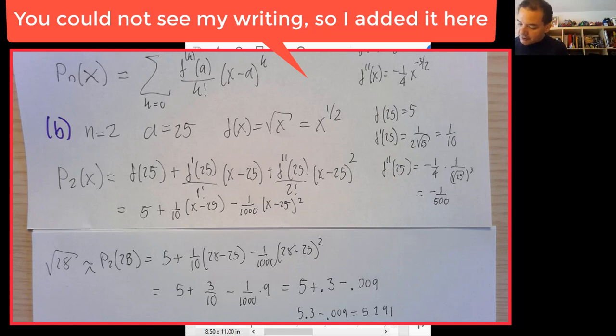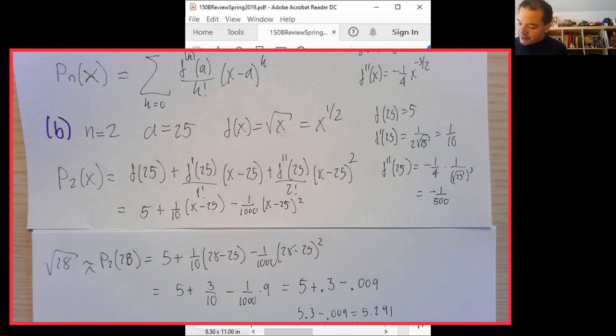And so what is this? 28 minus 25 is 3, so that's 3/10. And this one is 9. So this is a number we can figure out, right? It's 5 plus 0.3 minus 0.009, right? It's a number that we can calculate with relative ease and, you know, get a decent approximation.